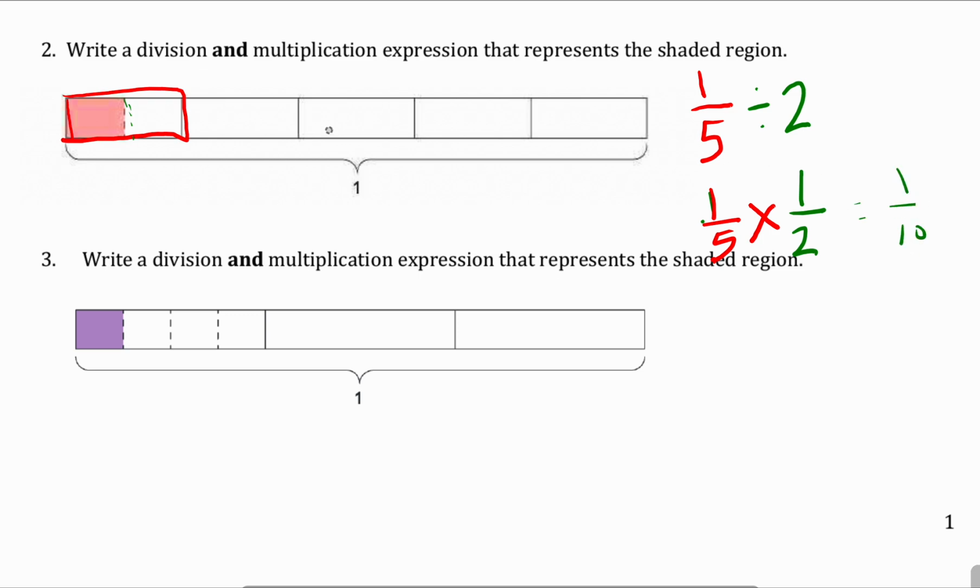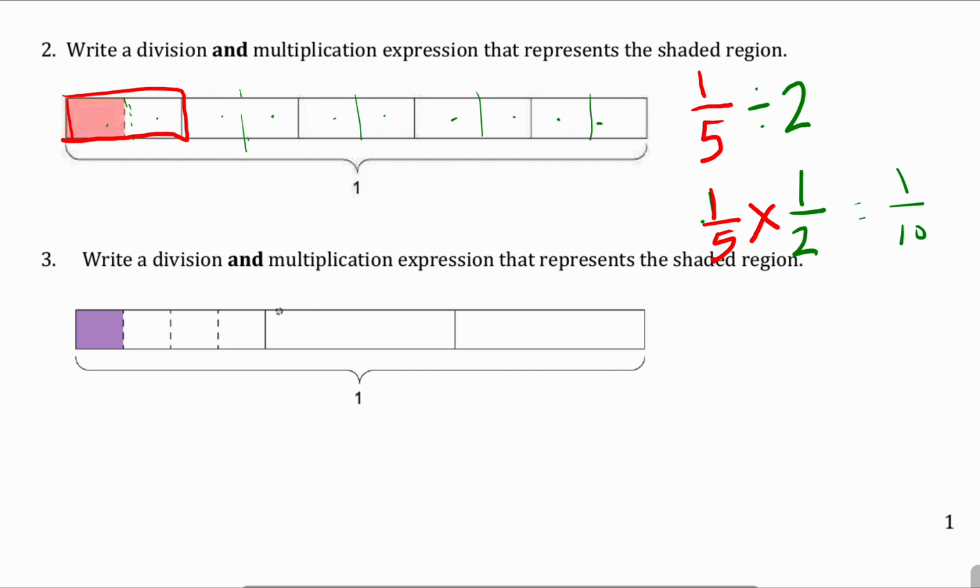And it's true because if you break up all of these fifths in two, you're going to end up with 1, 2, 3, 4, 5, 6, 7, 8, 9, 10. Okay? So that's how you end up with 1/10. And precisely this shaded piece right here represents 1/10. So that's why this multiplication expression is valid, and so is this division expression. Let's look at the next one.